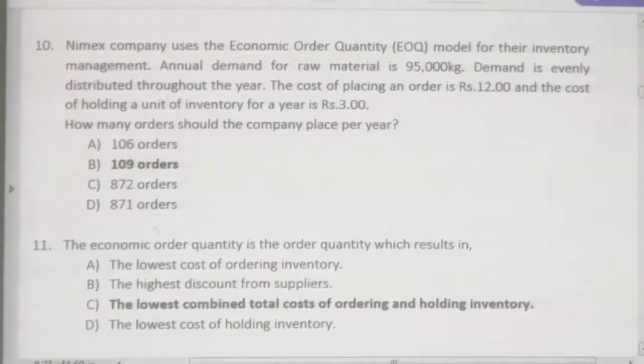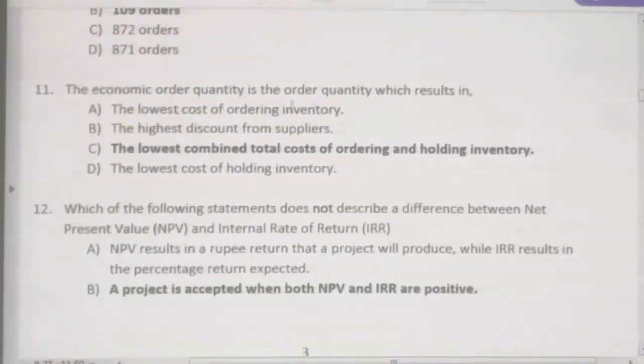Right. Moving on to question number 11. The economic order quantity is the order quantity which results in the following. What is economic order quantity? Economic order quantity is set when both considerable costs of the inventory, that is ordering cost and holding cost, are reduced. When both reduce, that is the economic order quantity. I will explain on the whiteboard. Let's see a quick explanation about this inventory cost.